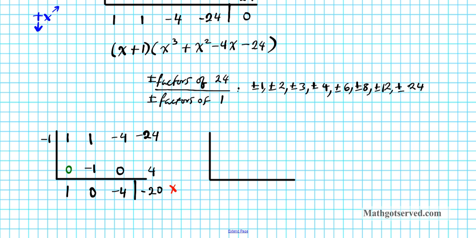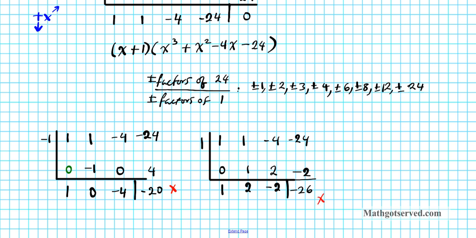Alright, let's try positive 1 on the same depressed polynomial: 1, 1, negative 4, negative 24. Let's try 1. For the 0, add down, multiply across. Add down, multiply across. Add down, not 0. So this is not a factor because you do not have a remainder of 0.